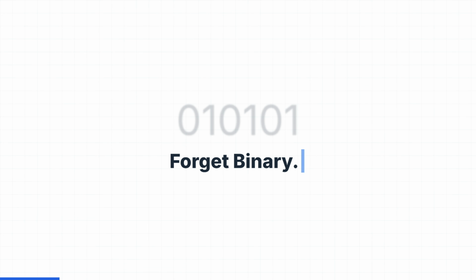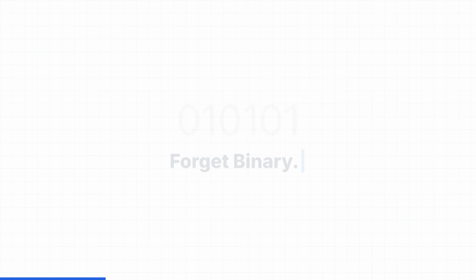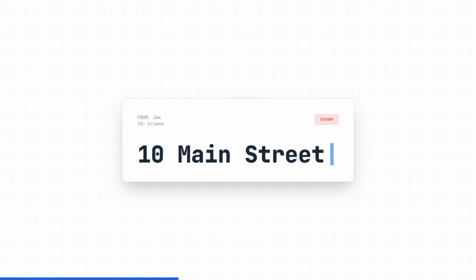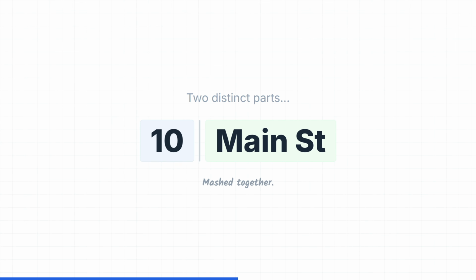Forget about computers and binary for a second. Let's start with something physical. Let's start with a letter. Imagine you want to mail a letter to your best friend. They live at number 10, Main Street. Now think about that address. It actually has two completely different parts mashed together.